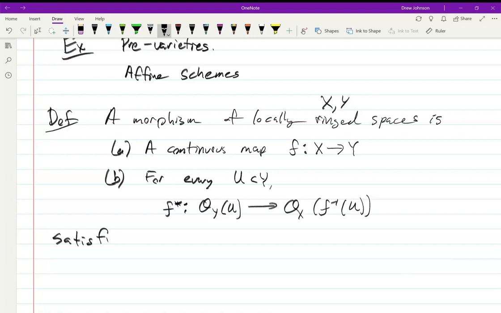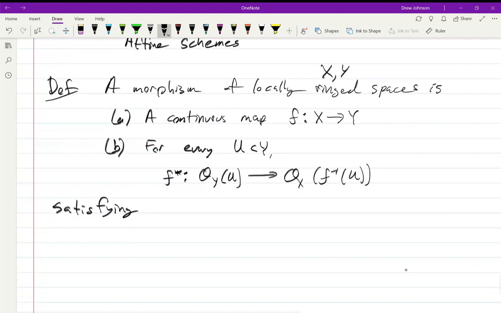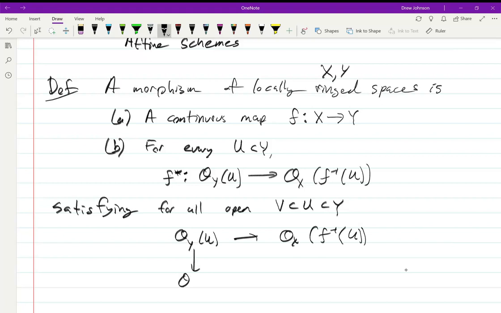Satisfying, for all open subsets V inside of U inside of Y, we have this diagram that we drew earlier, with O_X(f^{-1}(V)). This needs to commute.